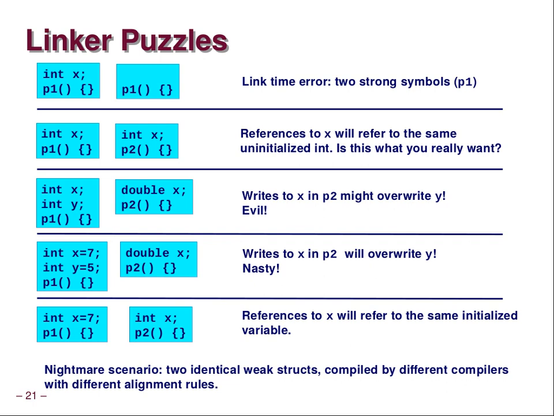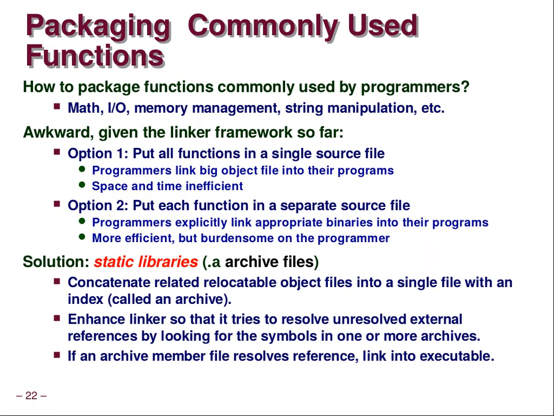Now what's this last one? Two identical weak structs compiled by different compilers will have different alignment rules. Yeah, that would be bad, because one compiler may arrange the X, Y, Z in one format, and the other compiler will do it in a different format. Therefore, if you try and link the two, it'll be all over the place. That doesn't sound fun. No, it's not.